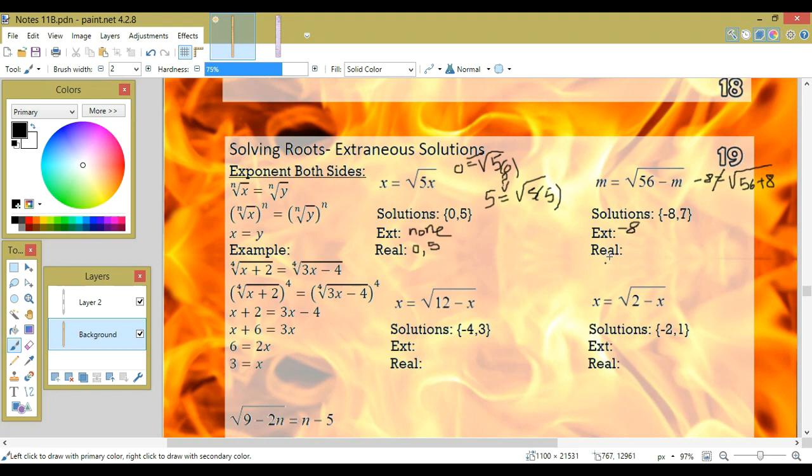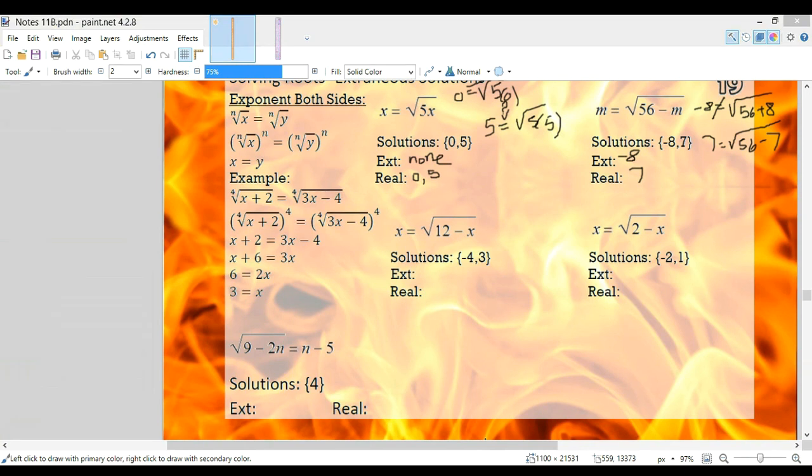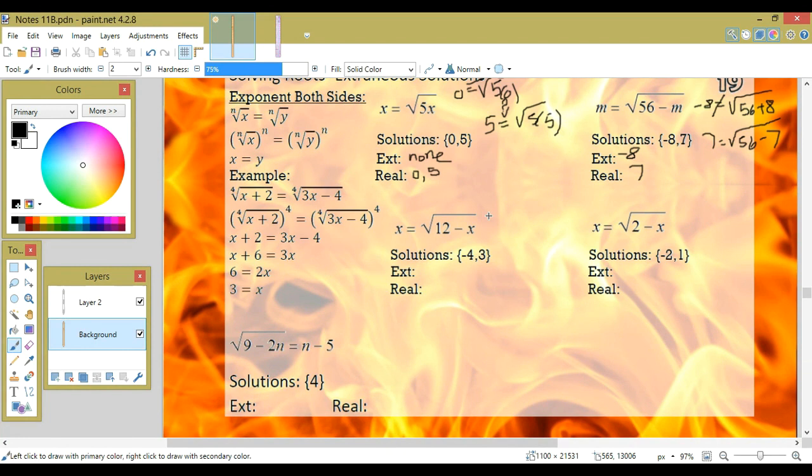Let's look at the other one. Does 7 equal the square root of 56 minus 7? 56 minus 7 is 49. The square root of 49 is 7. That's real. Let's look at this one. x equals the square root of 12 minus x. Let's plug in the first number, negative 4. Does negative 4 equal the square root of 12 plus 4? We can stop right here because we can't have a negative equaling a square root.